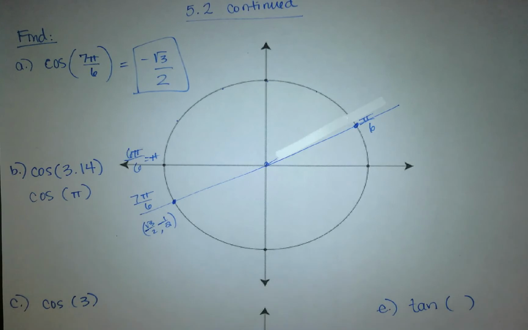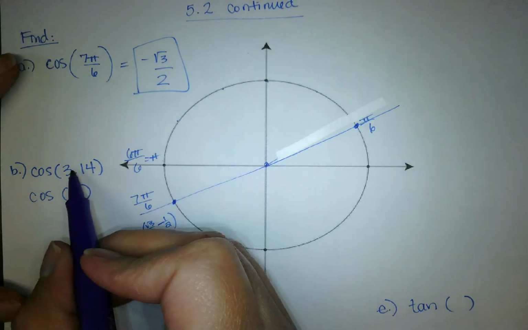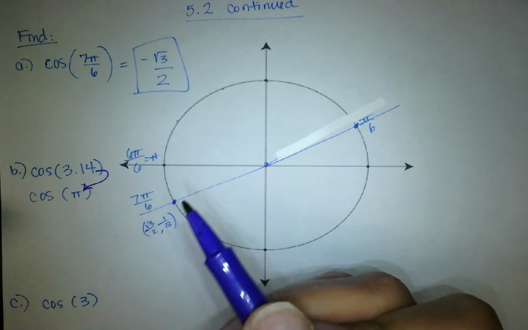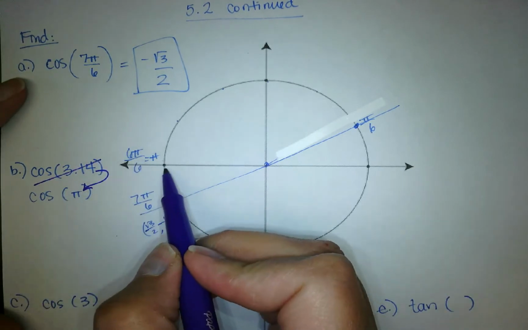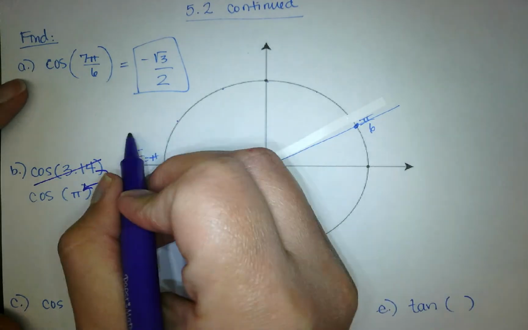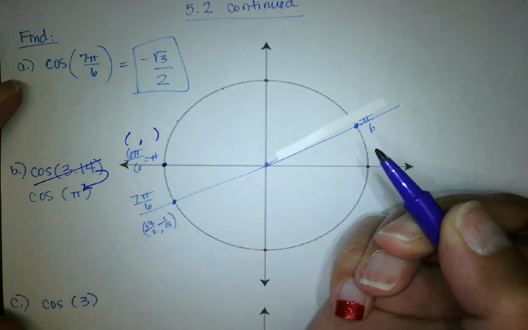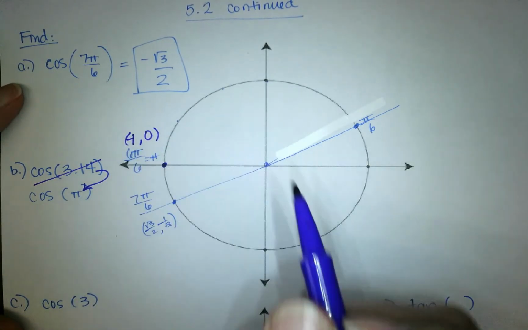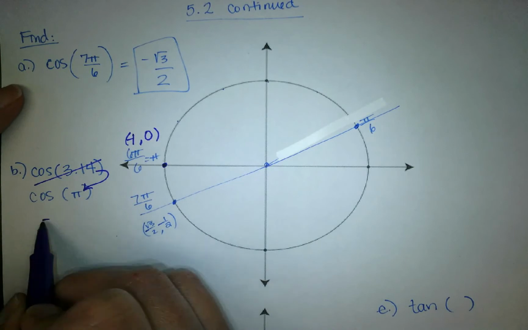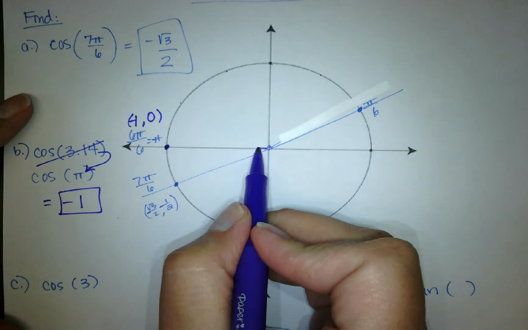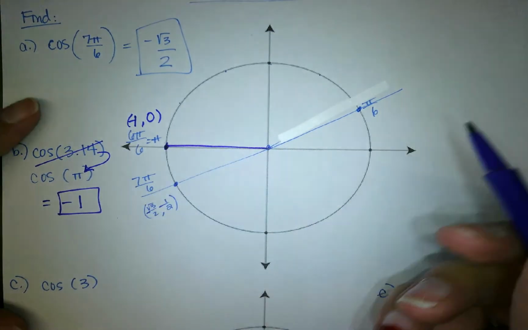Okay. Alright, cosine of 3.14. Why would I ask you for cosine of 3.14 if I can simply just say that's pretty much cosine of pi? So cosine of pi, there's pi. And what is the GPS coordinate for pi? The pi spot, that is negative 1 comma 0. And again, the cosine is the x value, so that equals negative 1.